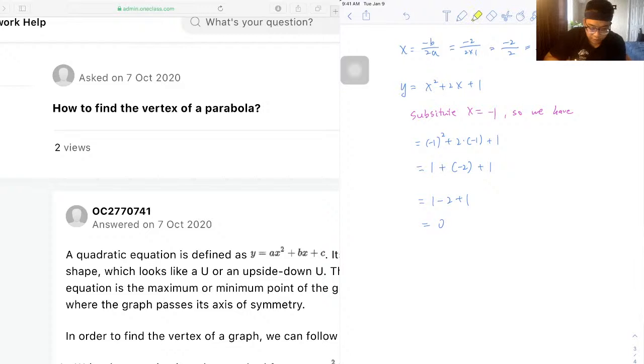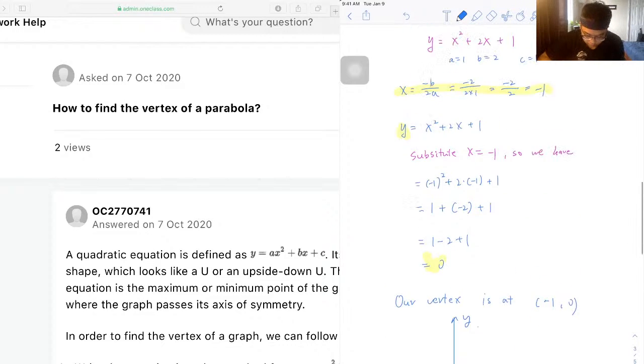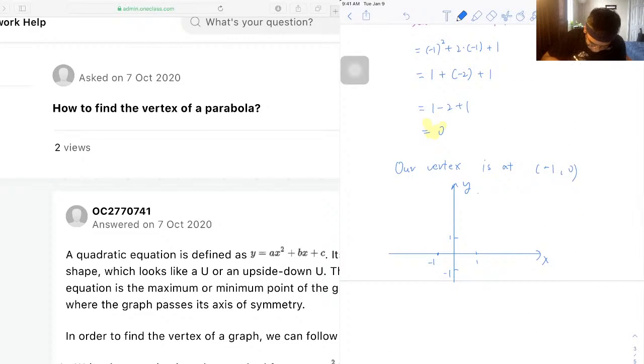Therefore, since we have the value of the x-coordinate and the value of the y-coordinate, our vertex is at negative 1, 0. If we want to represent that on a graph, with the x-axis and y-axis, it should look something like this. And here is our vertex.